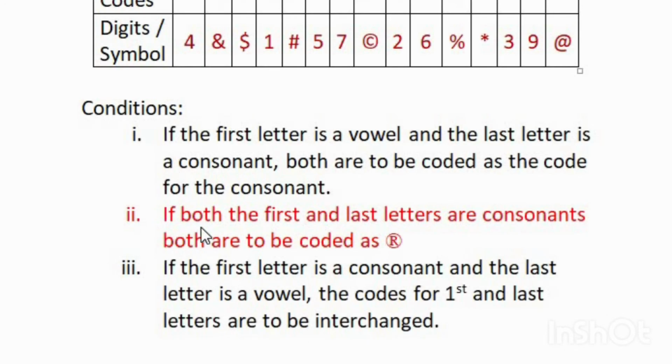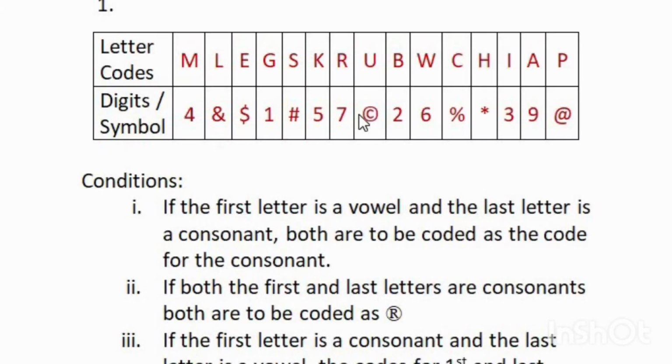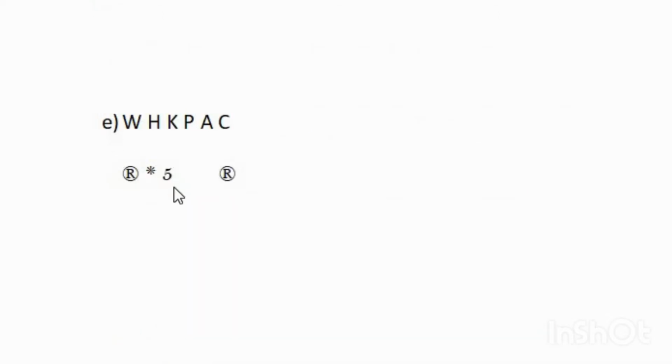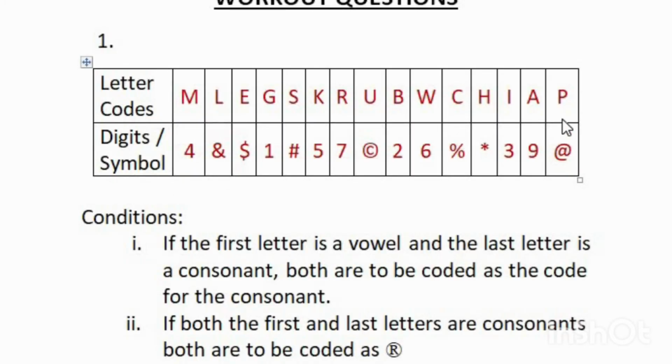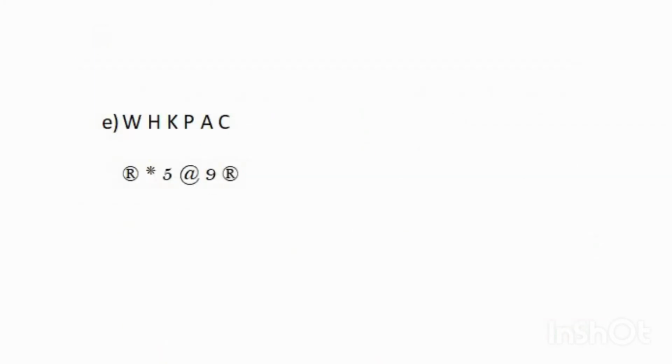In this question, both the first and the last letters are consonants. So which is the condition? The second condition, like that of the previous one. That is, if both the first and last letters are consonants, both are to be coded as this symbol. Now the next letters are H and K. From the table, for H it is star, and for K it is 5. Now the next letters are P and A. P can be coded as @ and A can be coded as 9. So the final answer will be this one.